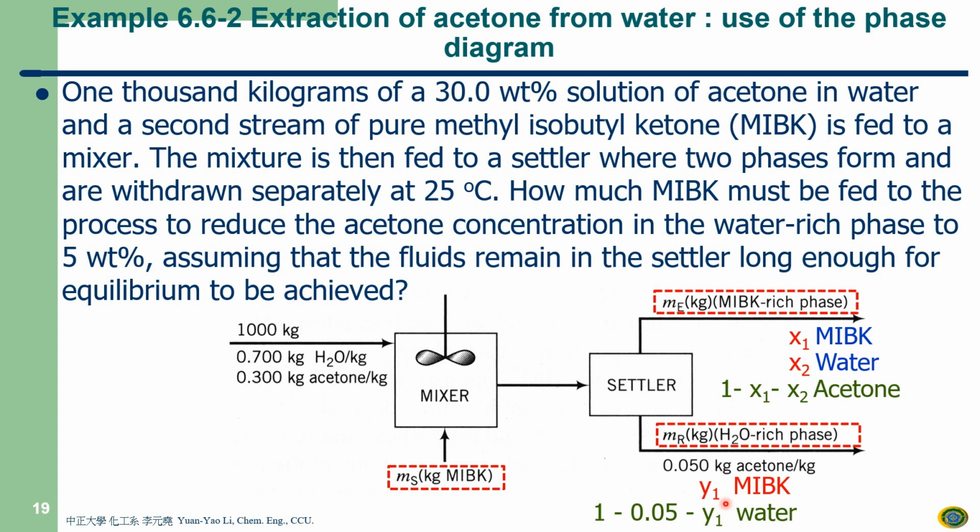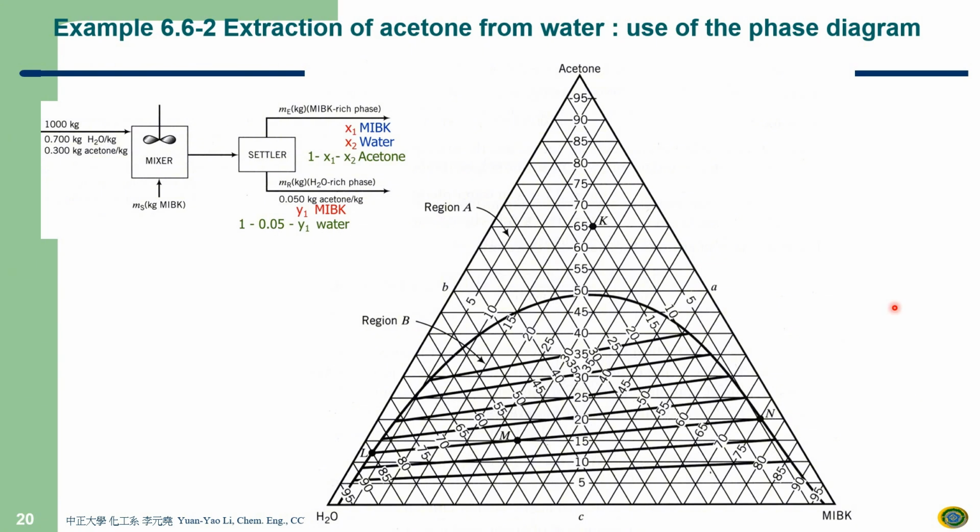So actually, if you want to get the answer of this MS, MR, ME, you also need to find out x1, x2, and y1. So there are 6 unknowns, and you need to find 6 equations. Is it possible? Use the phase rule, right? But the important thing is, this is chapter 6, so you need more specifications in order to get this done. So let's go to this phase diagram here.